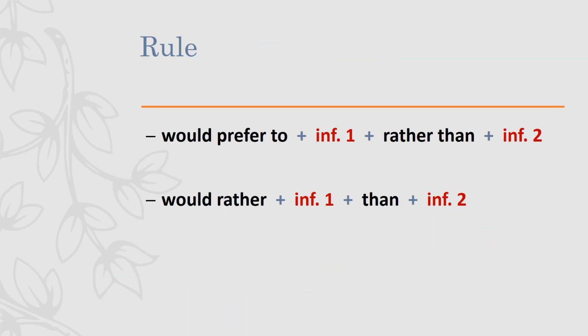So to conclude, using would prefer with verbs, the rule will be would prefer to plus infinitive 1 rather than infinitive 2. If I want to rephrase the sentence, it will be would rather infinitive 1 than infinitive 2. We will have some more details in the next slide.